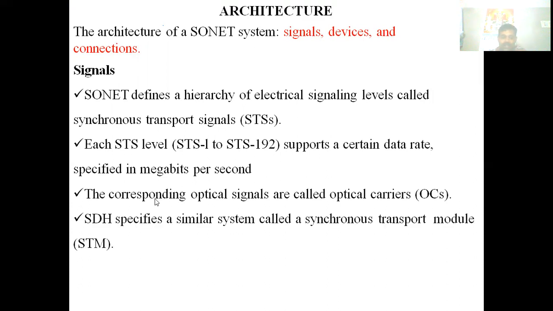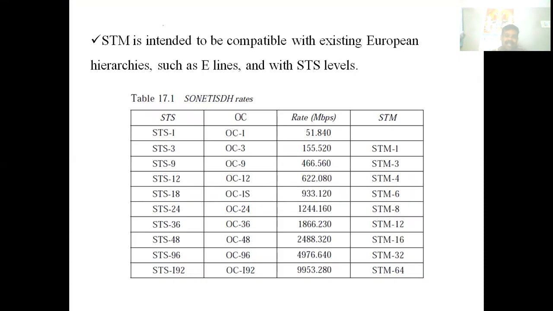The synchronous digital hierarchy specifies a similar system called synchronous transport module. In the SONET, the signal is called synchronous transport signal, and in synchronous digital hierarchy, the signals are called synchronous transport module. Now, the synchronous transport module is compatible with the European hierarchies such as E-lines.